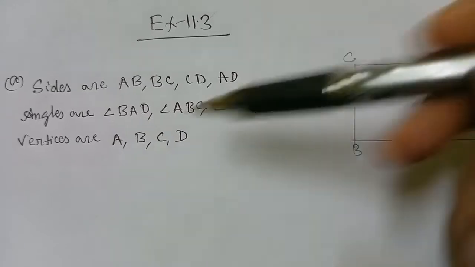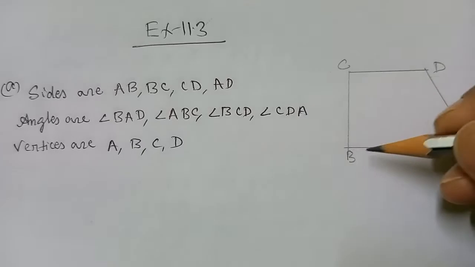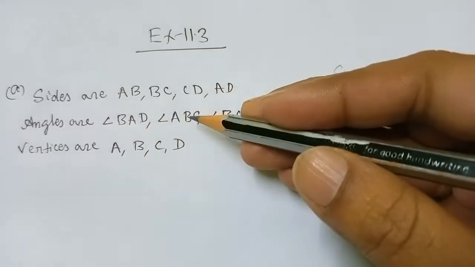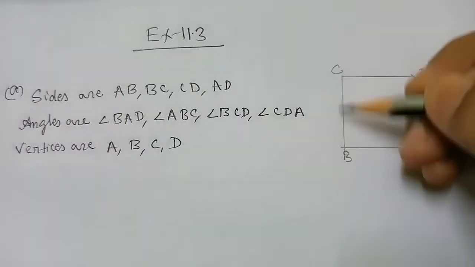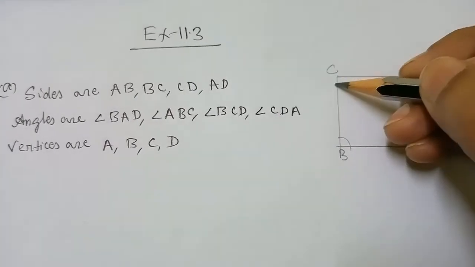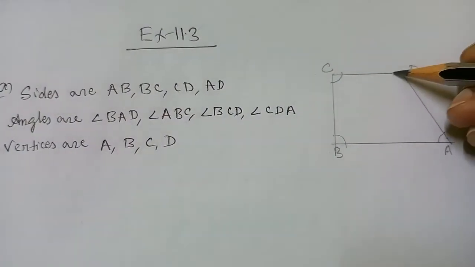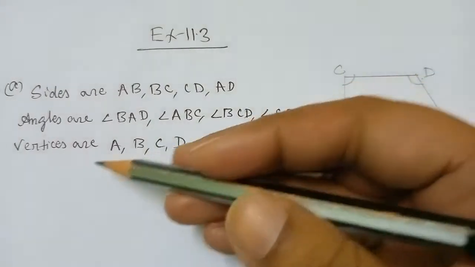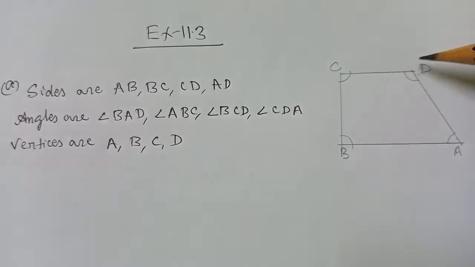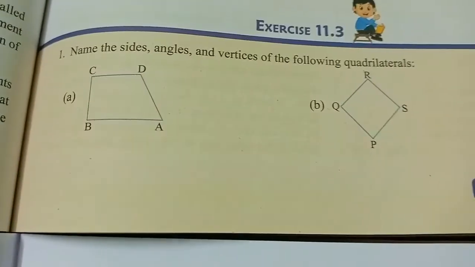No problem. Then the angles are: angle BAD, first angle. Then angle ABC, second angle. Then angle BCD, third angle. And angle CDA, fourth angle. Then the vertices are A, B, C, D, that means point A, point B, point C, point D. In this way you have to write the solution. Part B is your homework.